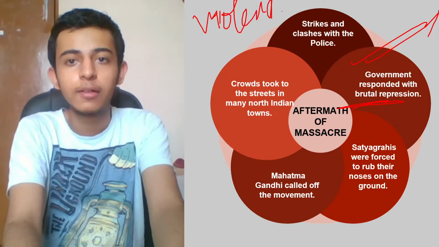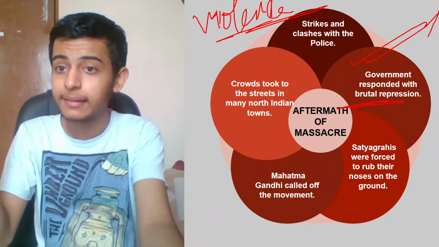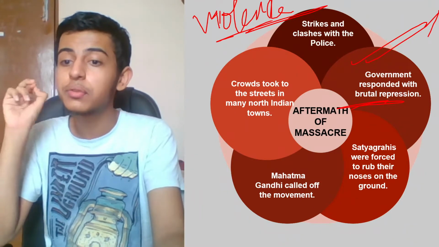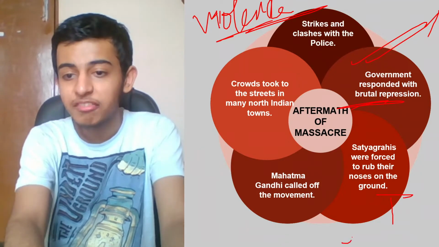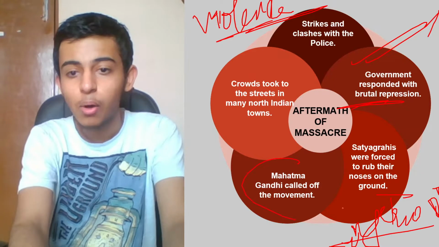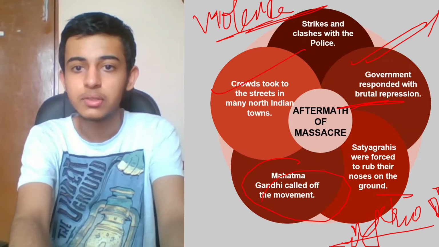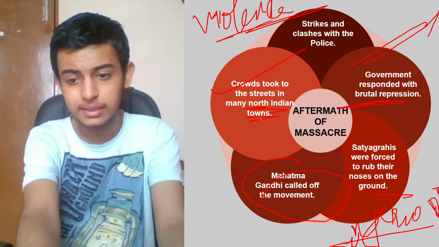According to Gandhiji, violence was not good. Non-violence was the noble method, right? So satyagrahis were forced to rub their noses on the ground. It means they were forced to be inferior. Mahatma Gandhi called off the movement. Crowds took to the streets in many North Indian towns. So this had happened.